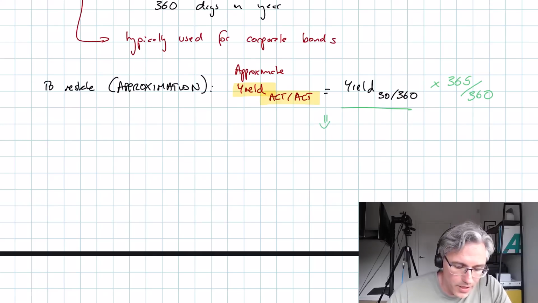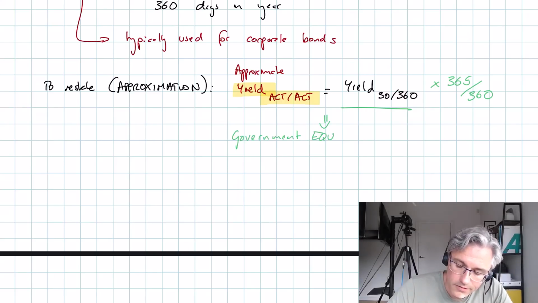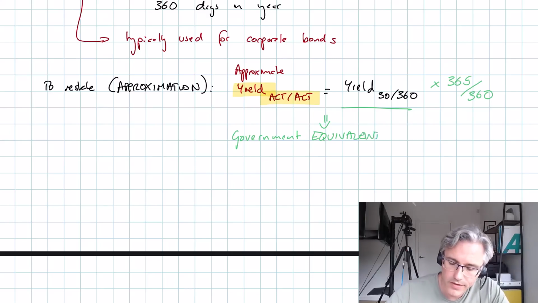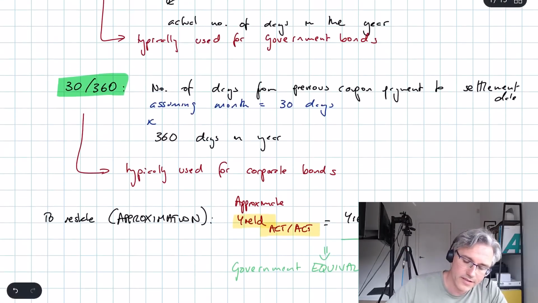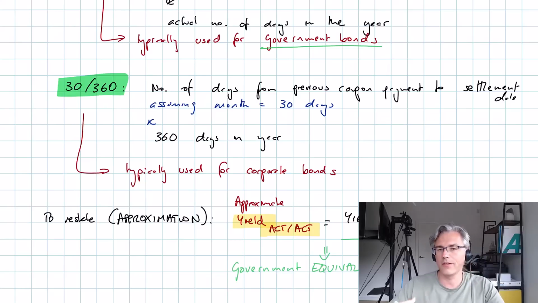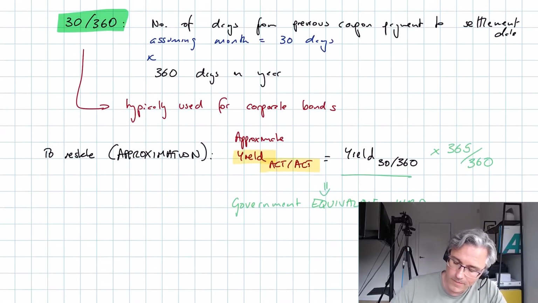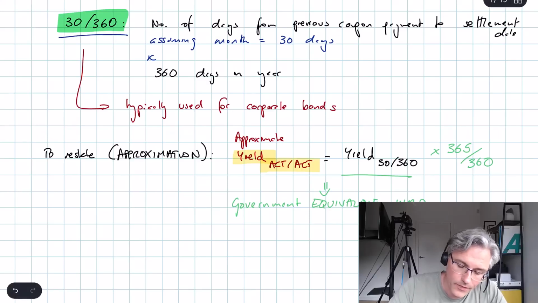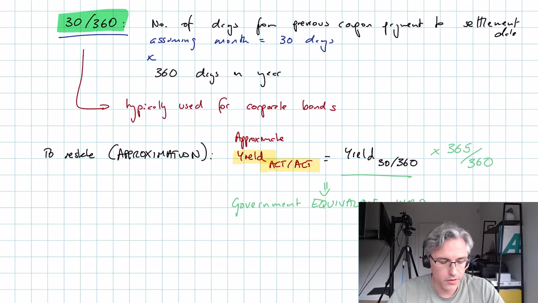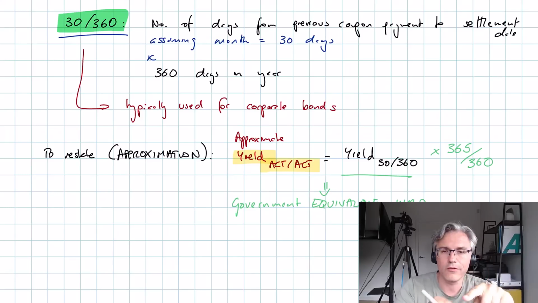This approximation gives us what's known as the government equivalent yield. So it's not exactly the yield on an actual by actual basis, but a government equivalent yield. The name comes from the fact that it's government bonds that typically get computed using the actual by actual basis. But if you've got a corporate bond to which this rule was applied, 30 by 360, you can still check what it would be under the other convention.